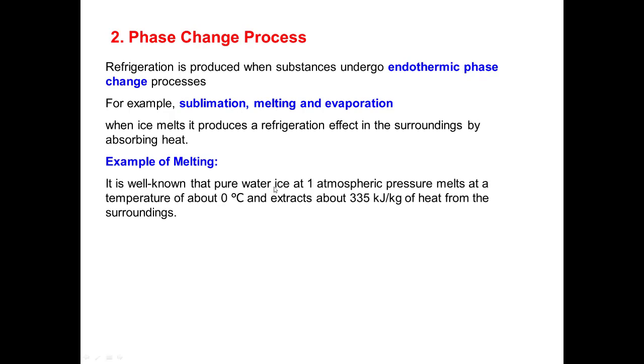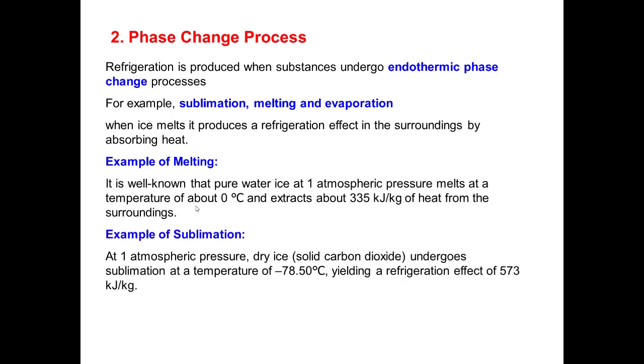Similarly, take the example of pure ice. Let's say at atmospheric temperature we place an ice cube here. With the passage of time, the ice cube will start melting. Why is it melting? Because it is absorbing heat from the surroundings. The surrounding temperature will decrease, but the temperature of the cube will remain at 0 degrees centigrade. Similarly, the part of the ice which has melted and converted into liquid water will remain at 0 degrees centigrade until the whole ice is melted. So that's a phase change process, and we can produce cooling by using it.